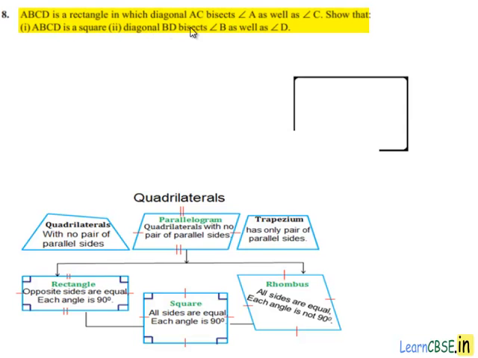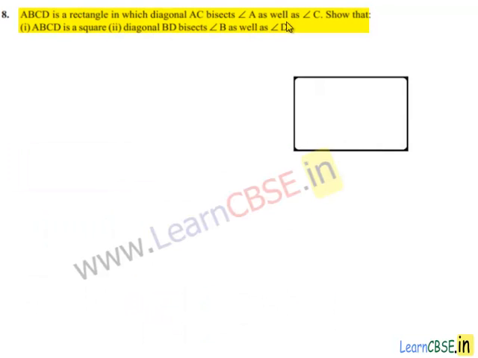ABCD is a rectangle in which diagonal AC bisects angle A as well as angle C. Show that ABCD is a square, and secondly diagonal BD bisects angle B as well as angle D. Now moving on to solution. He has given that ABCD is a rectangle. So let us assume the rectangle ABCD according to the problem.